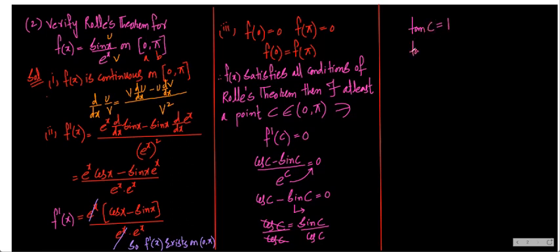Tan C is equal to 1, and 1 can be written as tan pi by 4, tan 45 degrees. It means tan and tan will be cancelled. C is equal to pi by 4. Pi by 4 means 45 degrees, which definitely belongs to 0 comma pi, meaning 180. This value of 45 degrees lies between 0 and 180. Hence, Rolle's theorem verified.